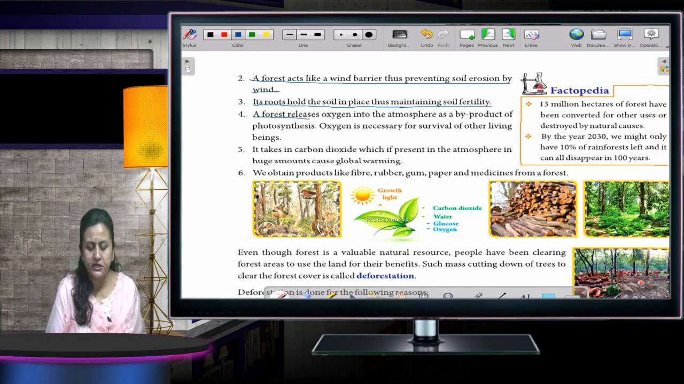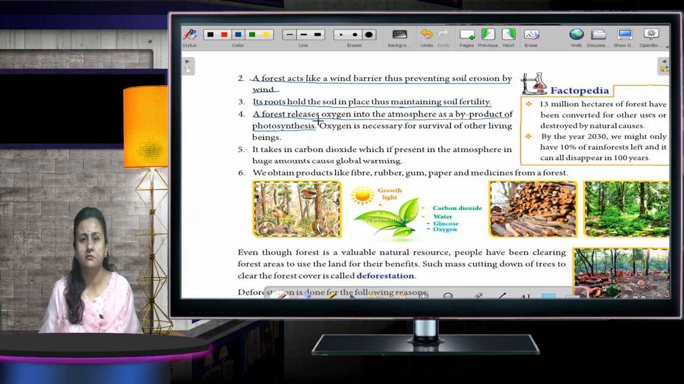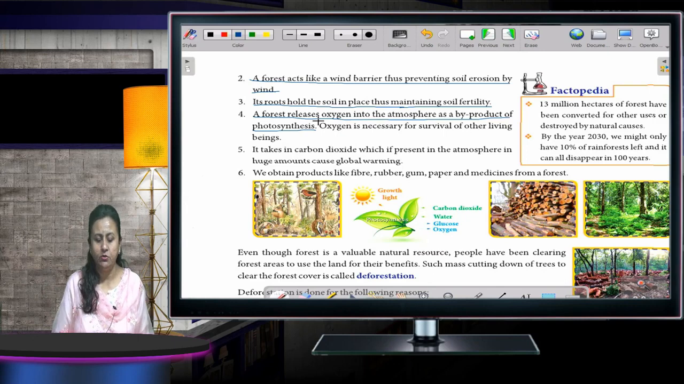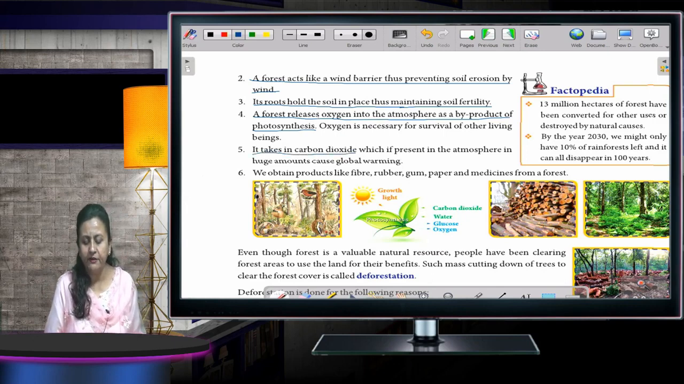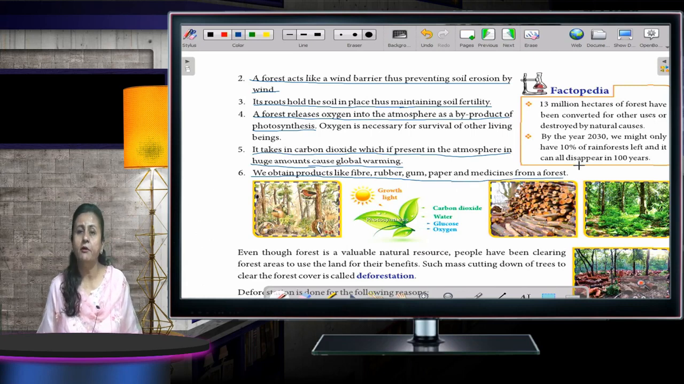A forest releases oxygen into the atmosphere as a byproduct of photosynthesis. Photosynthesis is carried out, and what is the byproduct of it? Oxygen, which is very important for all living organisms, not only human beings but everyone, be it animals or human beings. It also takes in carbon dioxide, which is present in the atmosphere in huge amounts, causing global warming. We obtain products like fiber, rubber, gum, paper and medicines from a forest.